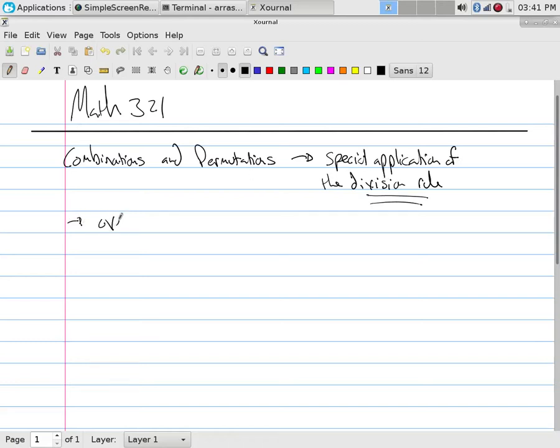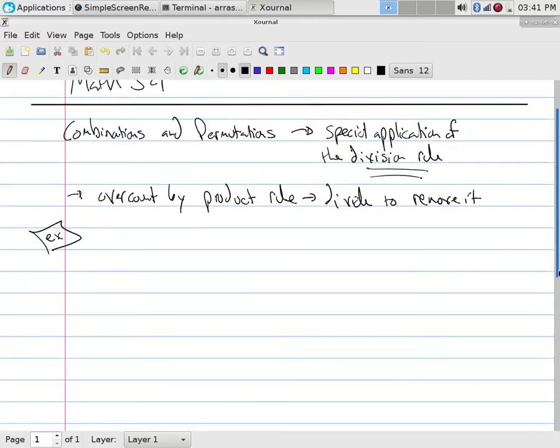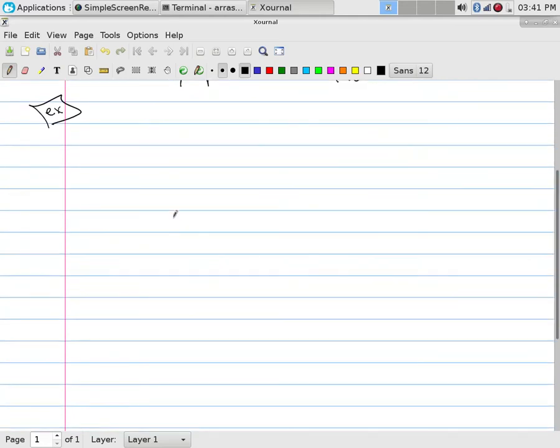Okay, I'm going to talk about combinations and permutations. And overall, this is just a straightforward special application of the division rule. The idea of the division rule is simply that if you have an overcount by the product rule, then you have to divide to remove it.